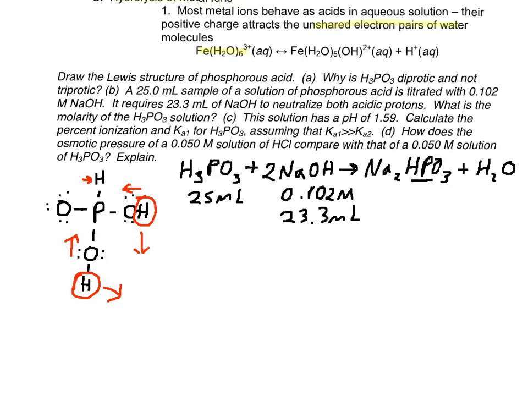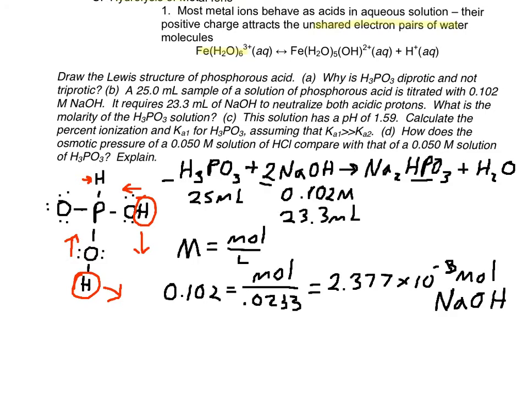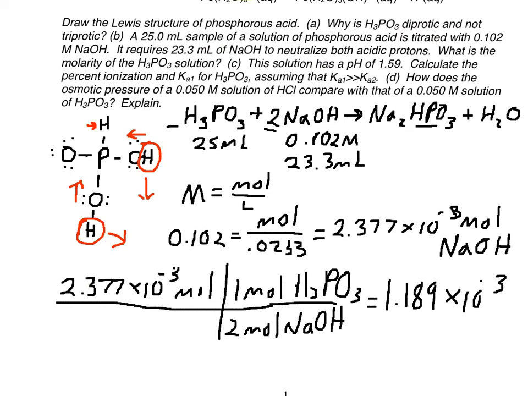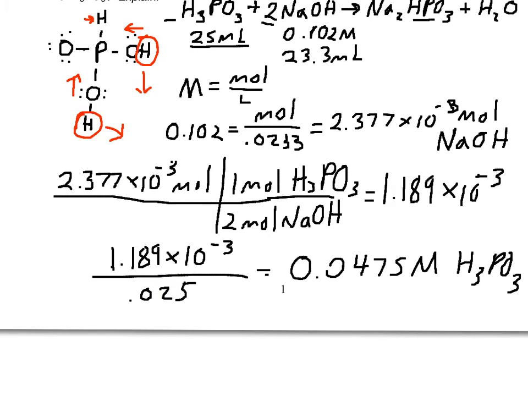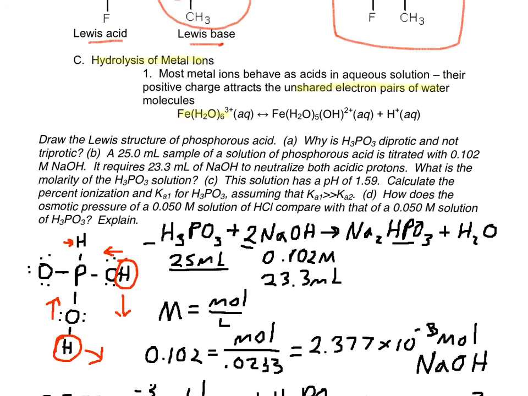So since I have volume and molarity, I can find moles. Since I have my mole ratio here, I can go ahead and find the moles of H3PO3, and then once I've got moles of H3PO3, I can find molarity of H3PO3. So I'm going to go ahead and do that. So here's my moles of NaOH. Now I'm going to use my mole ratio to find moles of H3PO3. Now that I've got moles of H3PO3, I can go ahead and find molarity of H3PO3 because I have volume. Our molarity ends up being 0.0475.